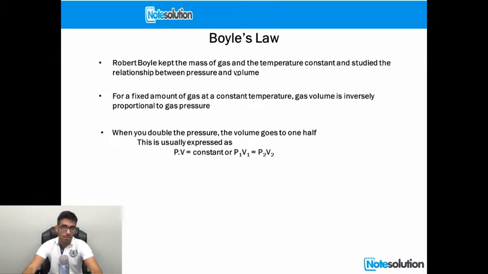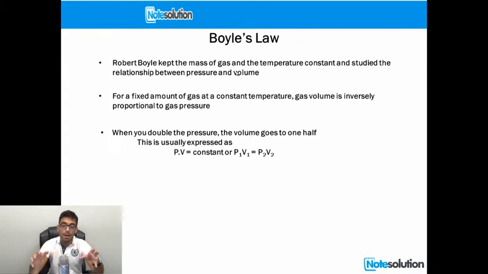So let's talk about the first law, which is called Boyle's law. Robert Boyle kept the mass of gas constant. When we say the mass of gas is constant, this means you have a constant number of moles or molecules present in a certain container. On top of that, he also kept the temperature constant. So we have two constant things: the amount of gas and the temperature. By doing this, he studied the relationship between pressure and volume. At this point, he wanted to see if there's any relationship between pressure and volume.